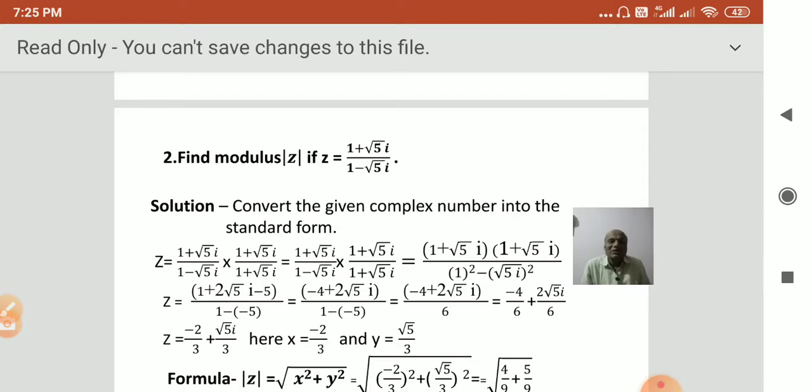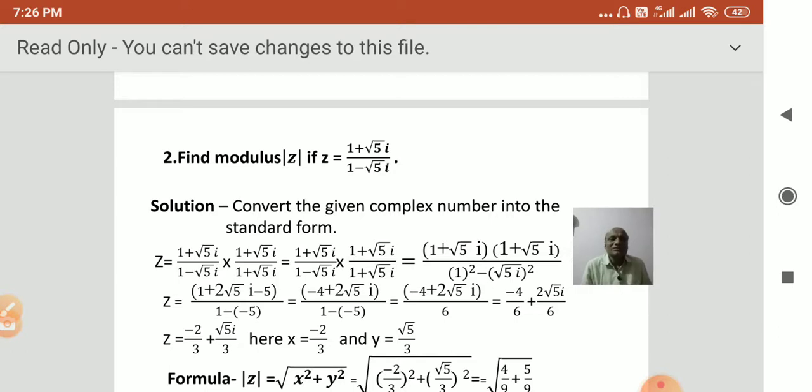Multiply it by a quantity, which is 1 plus square root of 5i divided by 1 plus square root of 5i. So which quantity do we have to multiply? Let us see the original complex number. On the divisor side there is the complex number 1 minus square root of 5i. So multiply and divide the given complex number by its complex conjugate, that is, the complex conjugate of the complex number on the divisor side. So we replace minus i by plus i: 1 plus square root of 5i divided by 1 plus square root of 5i. Since we multiply and divide by the same quantity, there is no change in the original complex number.